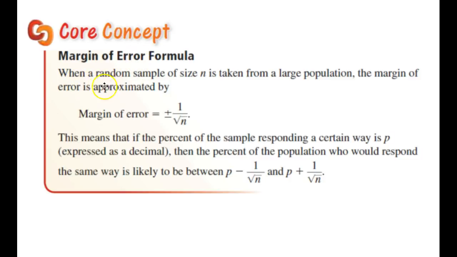So here's my formula that I use. So when a random sample of size n, so n is my sample size, is taken from a large population, the margin of error is approximated by the margin of error equals plus or minus 1 over the square root of n, and n is my sample size. So this means if the percent of the sample responding a certain way is p, so p is going to be that decimal, so my population respond would fall within this range, right? So I'd have p minus the margin of error, and I would add the margin of error. And we'll see this in examples coming up here.